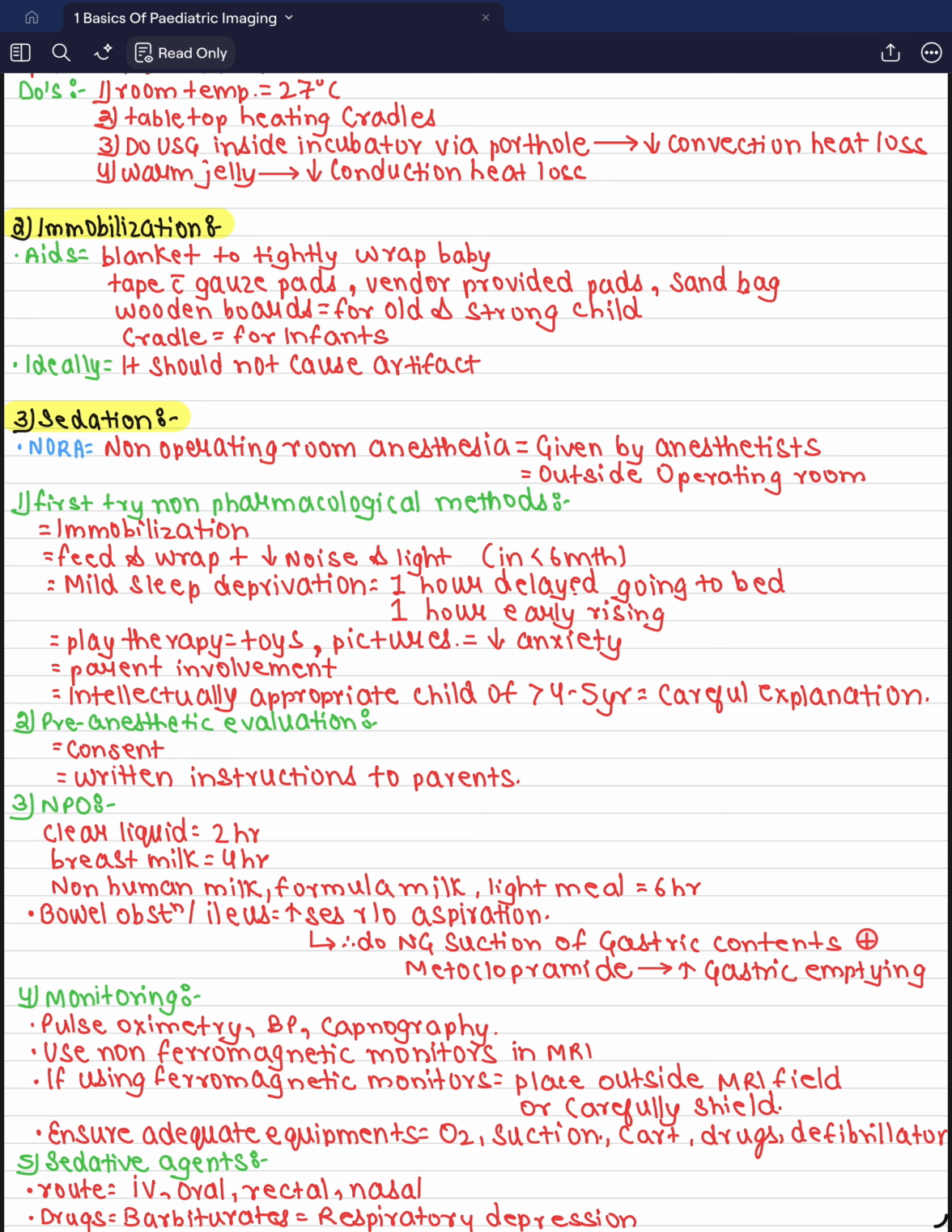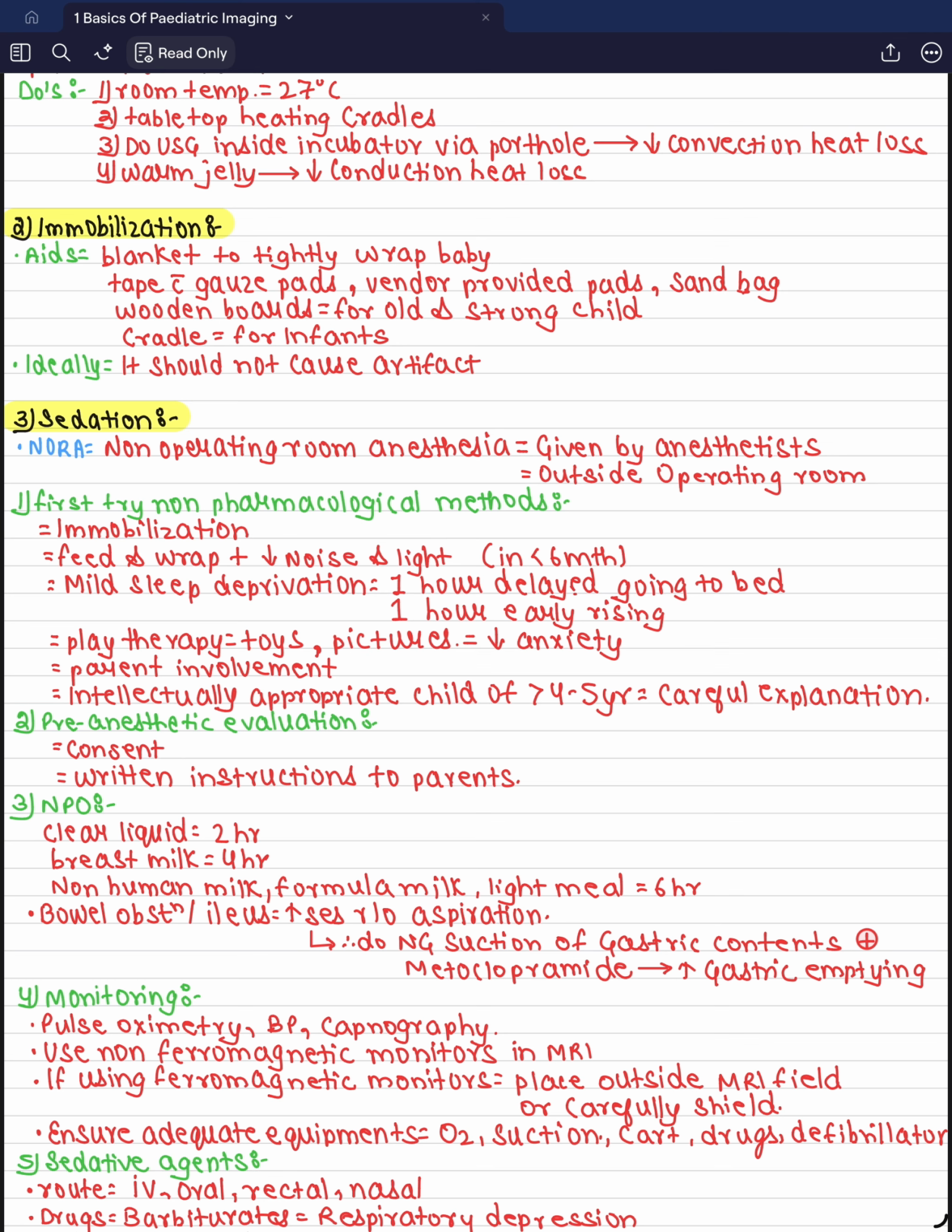So should we directly give sedation in the first go? No. First of all, we should try some non-pharmacological methods. Now, how can we do a CT scan, for example, without sedating the baby? First, you can immobilize the baby. Second, you can maybe somehow make sure that the baby sleeps. Now, how will you make sure of that? You feed the baby, then you wrap the baby, you make sure that there is less noise and light around the baby, and usually the baby will sleep. This is specifically true for less than 6 months of age, and then you can do the CT.